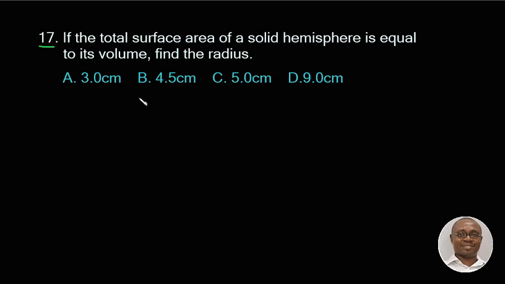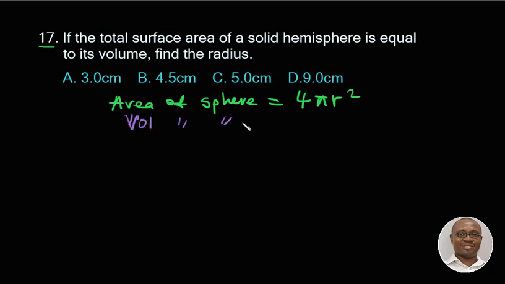as it is stated. First we know that the area of a sphere is equal to 4 pi r square. And we also know that the volume of a sphere is equal to 4 over 3 pi r cube. And the hemisphere that we are talking about is just half of the sphere, so that means we're going to divide both of the formulas by 2.